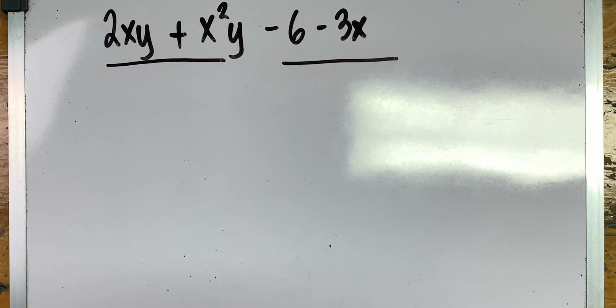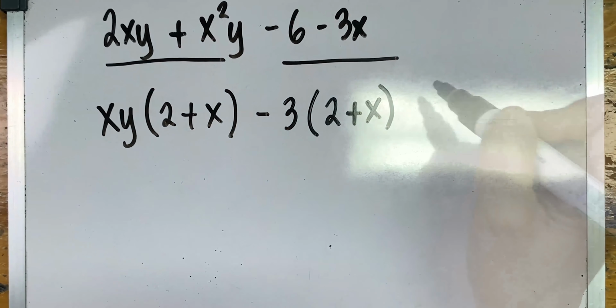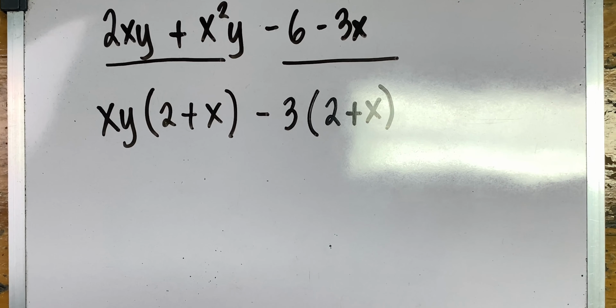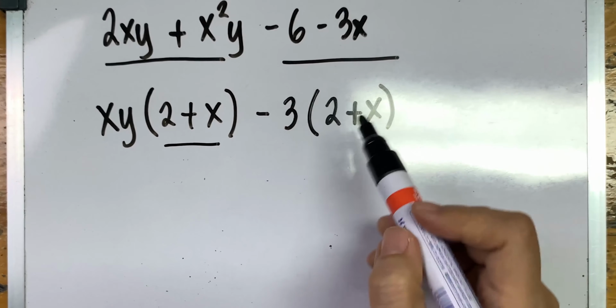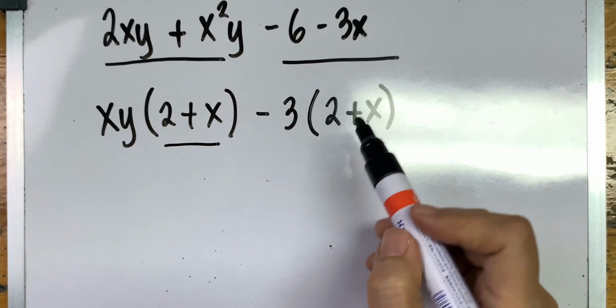Same is true with the other one. We have to bring out 3. So what is left is just 2 plus x. Since we have a common binomial factor, 2 plus x, we have to factor that out. So 2 plus x, and then what is left is just xy minus 3.